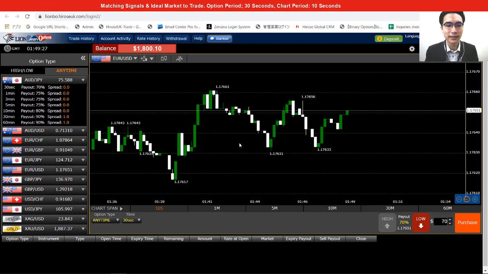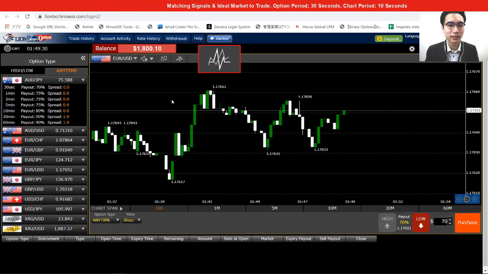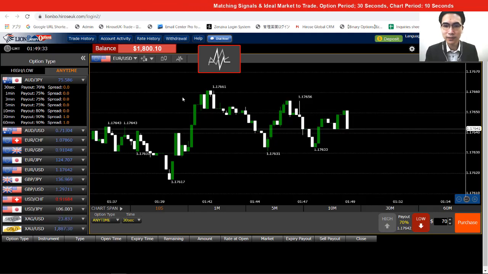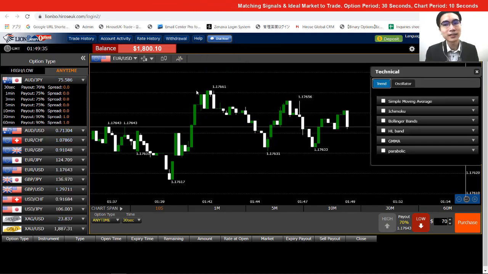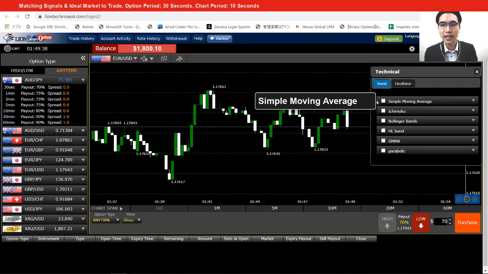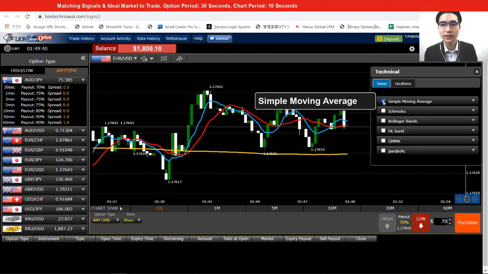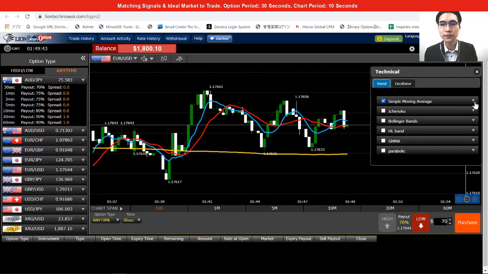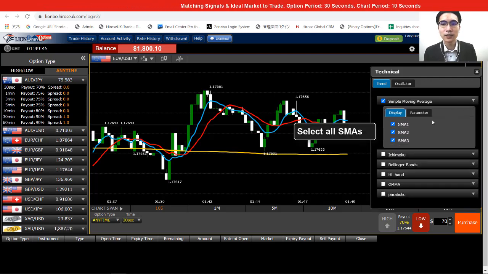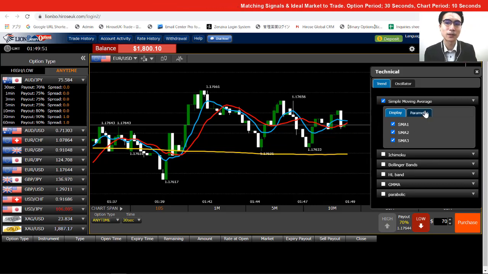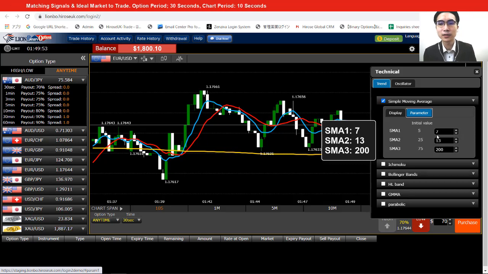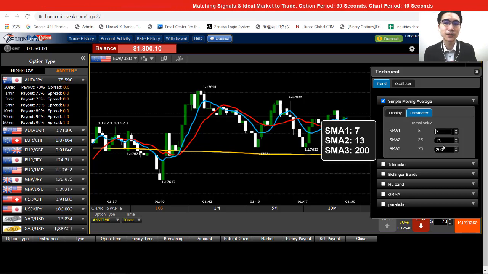So okay, let's set up the indicators. Let's go to technical indicators. Just click on that, and then we will select the simple moving average. Put a tick on simple moving average, and then we'll open the drop down for that. We just need to make sure 3 simple moving averages are all selected. Then next we will go to the parameter. For parameter, we are using 7, 13, and 200. So again, SMA1 is 7, SMA2 is 13, and SMA3 is 200.